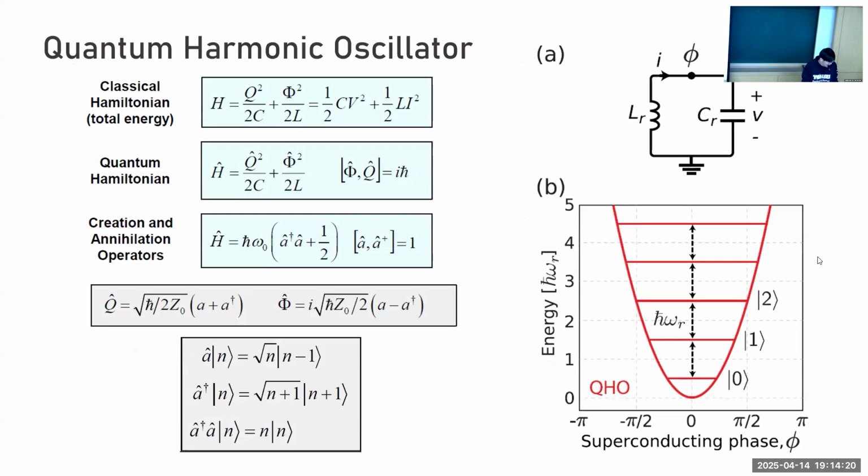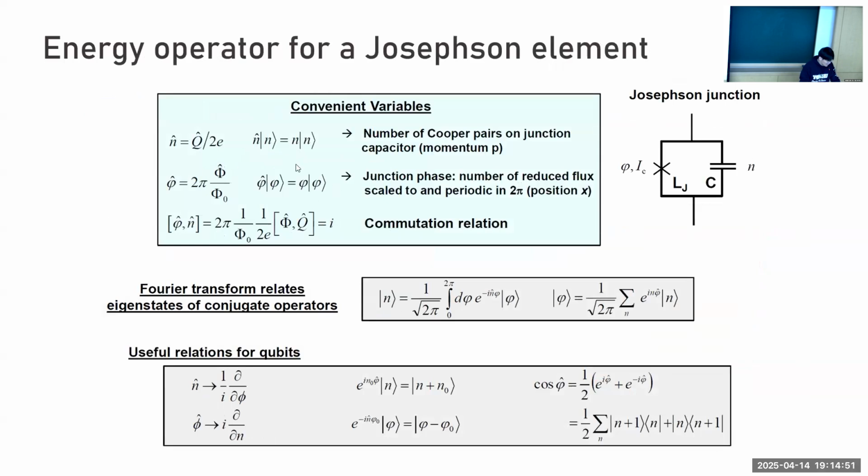So this is the quantum harmonic oscillator review. And also we can quantize fluxes with these properties. We can construct the Q operator and phi operator, and also a creation and annihilation operator in this kind of quantum harmonic oscillator. We can also make the phi operator about the phase of the Josephson junction. So we can make a Fourier transform of the states between the phase and the number states.